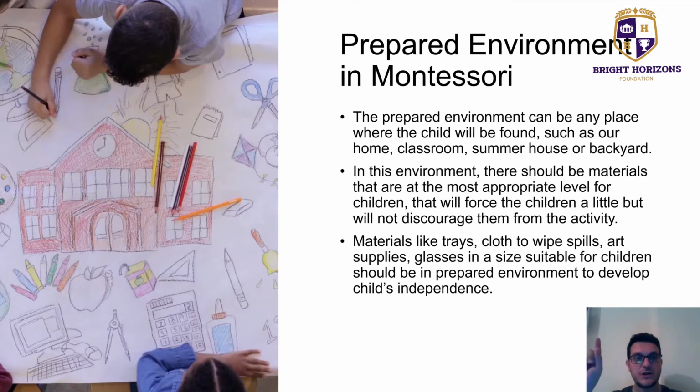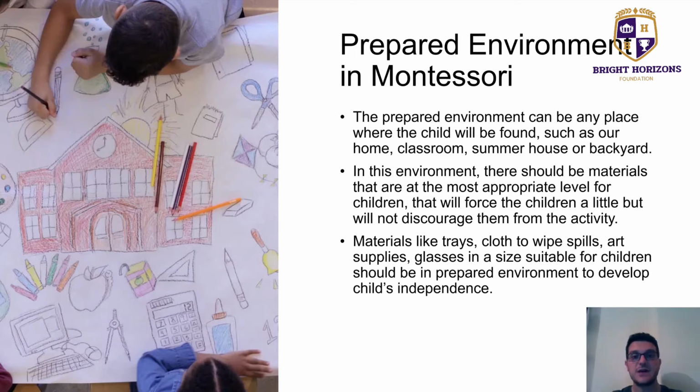We must make sure that the activities are complete and no part is missing, so that the children can work independently and develop themselves. What about the materials? Materials like trays, cloths to wipe spills, art supplies, and glasses in a size suitable for children should be placed in this environment to further develop the child's independence. This is actually going to make things easier for them.